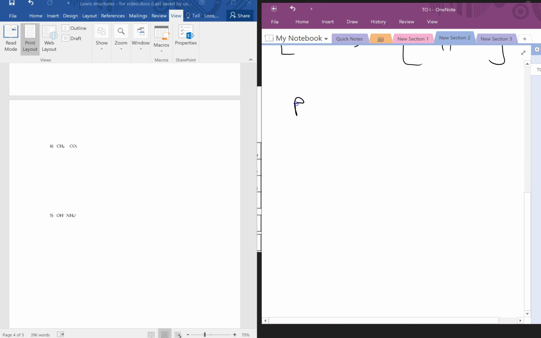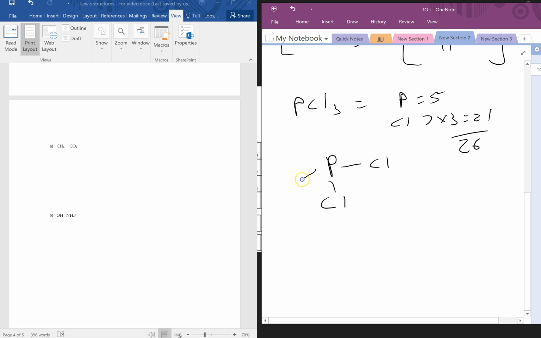Okay, so PCl3. Phosphorus has 5 valence electrons, and chlorine has 7. That's 21. So we got 26. That's step 1. So phosphorus is going to be in the center because it's the singular atom, and the 3 chlorines will be connected to that. I have used 6 electrons so far, so I have 20 left to go.